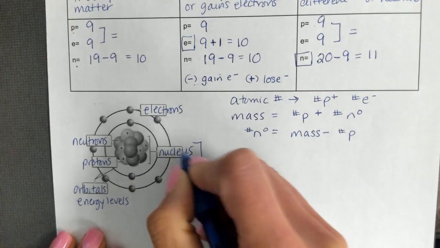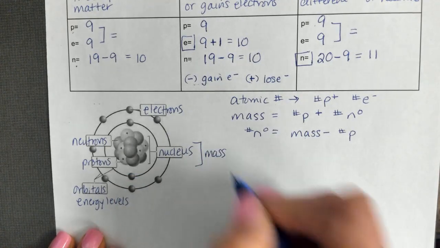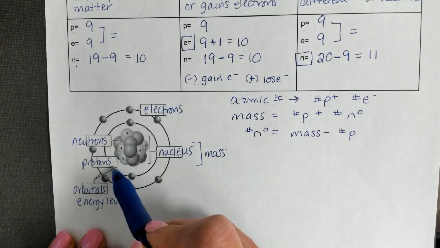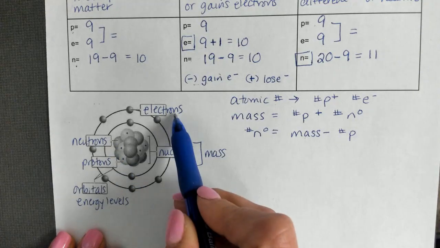Okay, and remember that your nucleus is where all of your mass is. That's why it's the neutrons and protons that have mass, not your electrons.